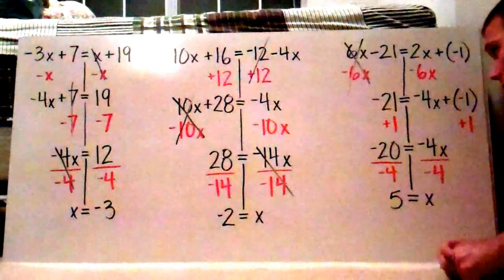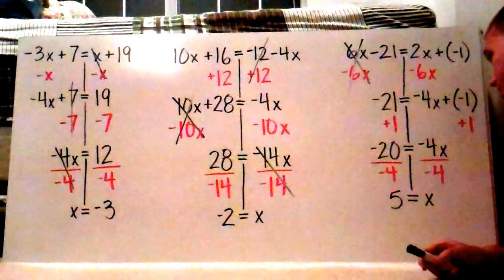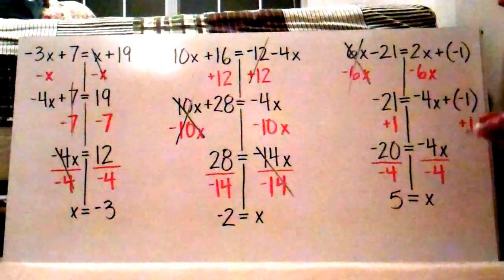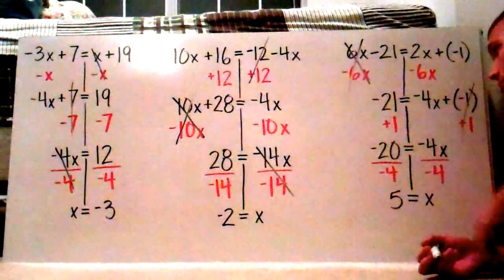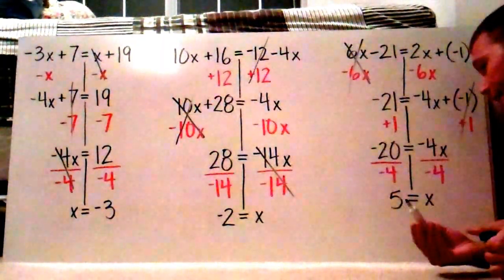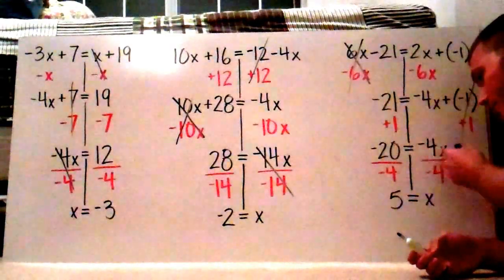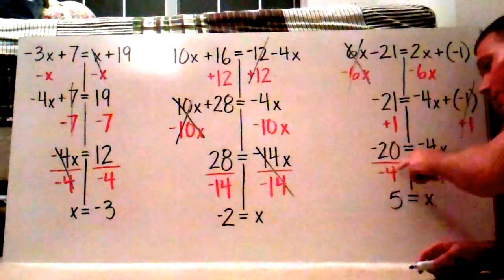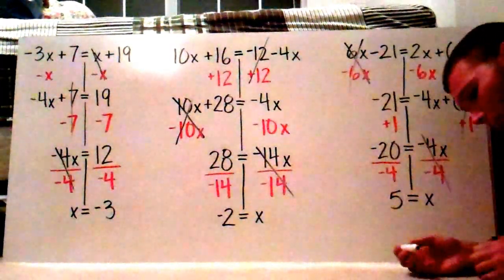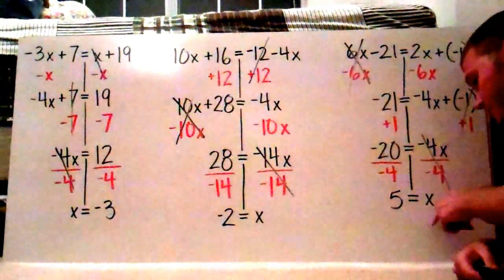So now, I've got an integer, variable, integer. I want the integers on one side. So the opposite of negative 1 is plus 1, so I'm going to do that on both sides of the equation. These are going to cancel out. So now, that negative 4x will drop down. Negative 21 plus 1 is negative 20. And then, again, the opposite of multiplication is division, so in order to cancel out the negative 4, I'm going to divide by negative 4. And then I'm going to divide by negative 4 on the other side as well. So that these cancel out, I get x all by its lonesome, and negative 20 divided by negative 4 is positive 5, so x must equal 5.